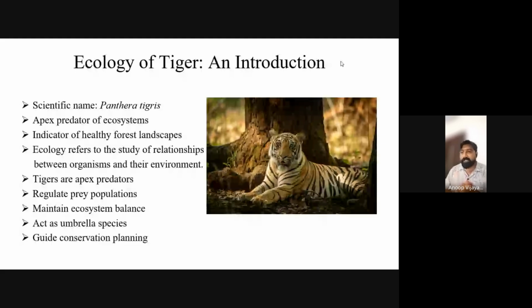Name Panthera tigris. Also, predator, since top of the food web. It's a simple explanation of that.